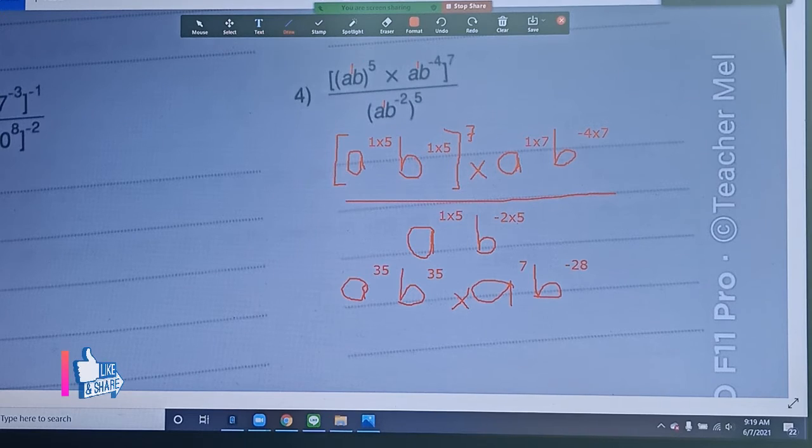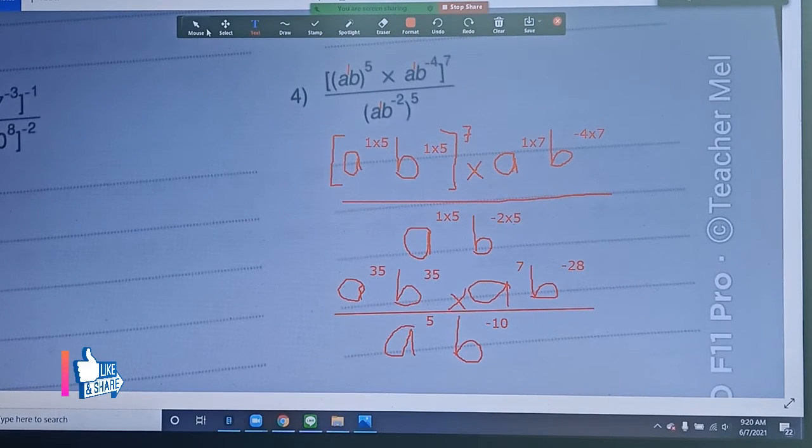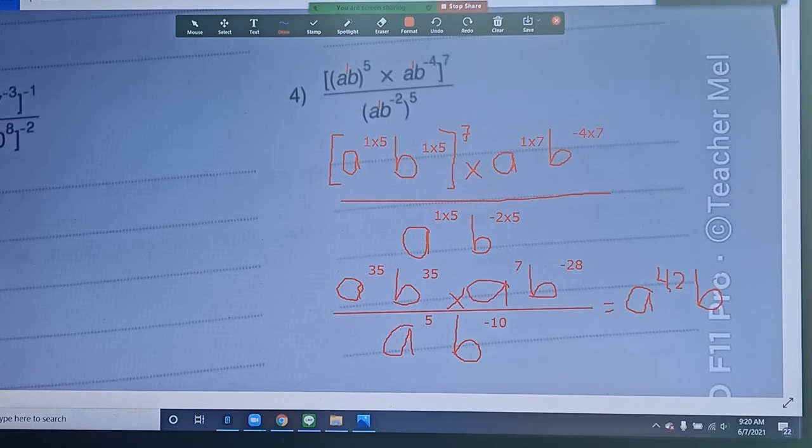Then the denominator here, simplify it. So you have A, then 1 times 5 is 5. And then B, you have negative 10. Correct. And then by applying property number 1, we can just simply add the values of A. So that means A, 35 plus 7 is 42, and then B, 35 minus 28, so it will become 7, and then over just simply A 5, B minus 10.